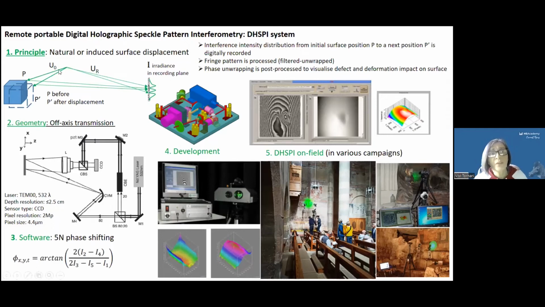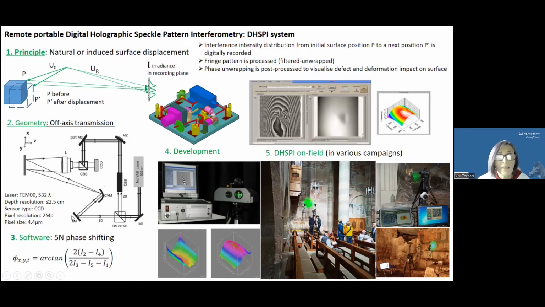The principle is that we need before and after displacement. So we create a displacement in our object, either natural, by allowing the environment to do the job, or by inducing some disturbance in the object, usually a very small transient thermal disturbance. Here you see the geometry.